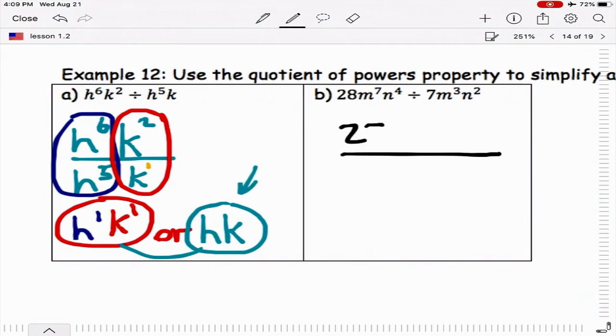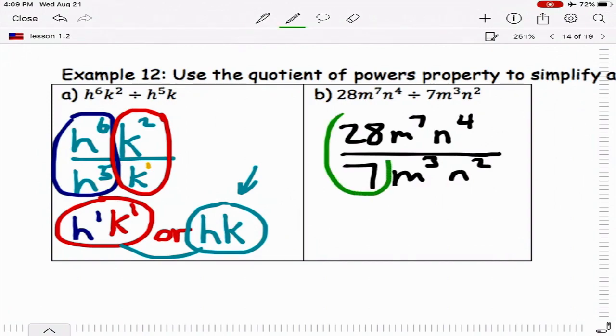Okay, B, 28, m to the 7th, n to the 4th, divided by 7, m to the 3rd, n squared. But in your mind, you've got to practice separating them. You're not seeing this as one problem. Try to separate it so that you can see it as multiple problems. It might sound like it's harder at first, but it's actually a lot easier. One thing I do want to make clear is that you can use colored pencils, you can circle it the way I'm doing it too, so you don't have to just try separating in your mind, right? There are visuals you can do to help separate it.